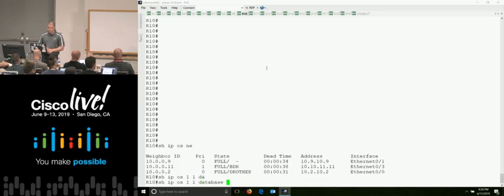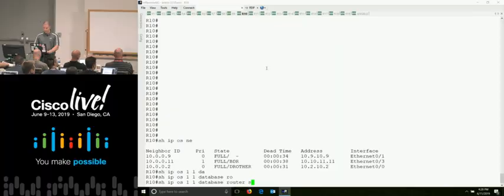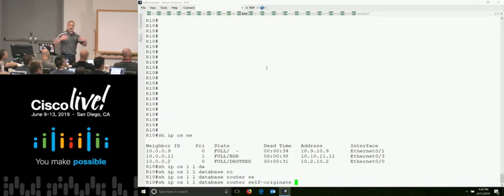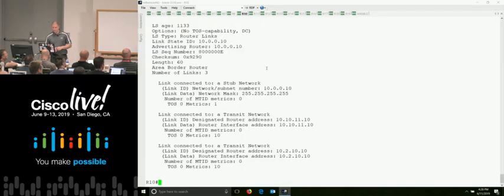Database. And I want to start on R10, so I can say router self-originate. So I'm saying I want to look at my local LSA1. How am I connected? How am I configured? So I've got 3 links. I've got my stub network, which is my loopback address, my /32, not that interesting. Then I've got 2 transit networks. The middle one is the transit network between 10 and 11. Again, if you look at the second and third octets, I try to make it easy. And the bottom one is a transit network between 2 and 10.